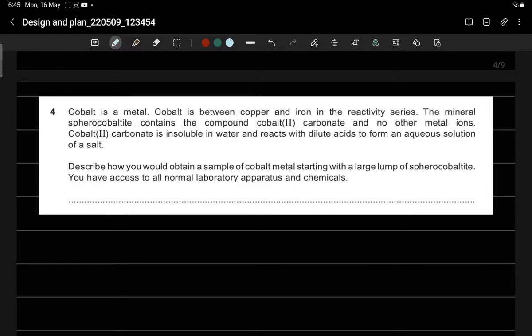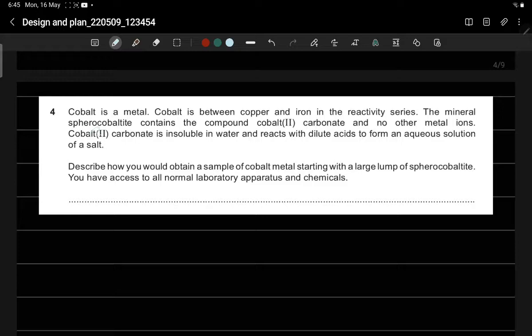In this video I will be solving another question of plan and design from paper 4. This is a question of cobalt compounds. Cobalt is a metal. Cobalt is between copper and iron in the reactivity series.